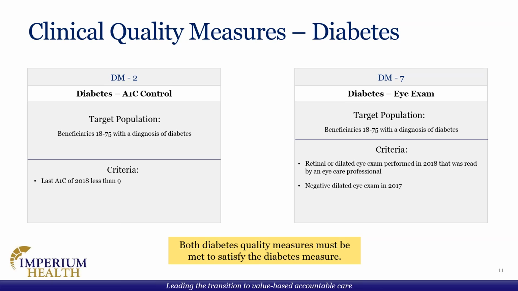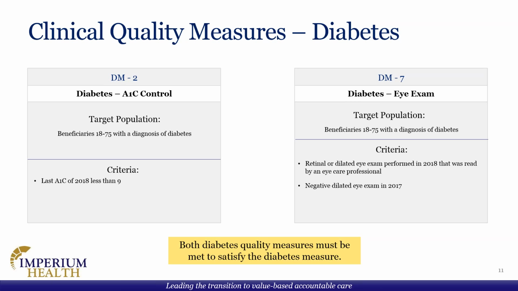For the diabetic eye exam, the patient needs to have a retinal or dilated eye exam performed in 2017, the 2017 one was negative, or 2018. So again, a reminder, these measures, or all of the quality measures, are based on a performance period. So for the diabetic eye exam, if you had a negative diabetic eye exam in 2017, that would satisfy the measure. If it was positive in 2017, you'd have to redo it in 2018.